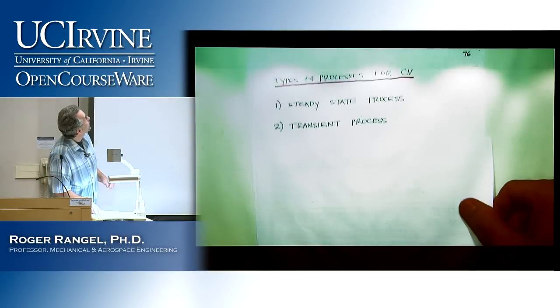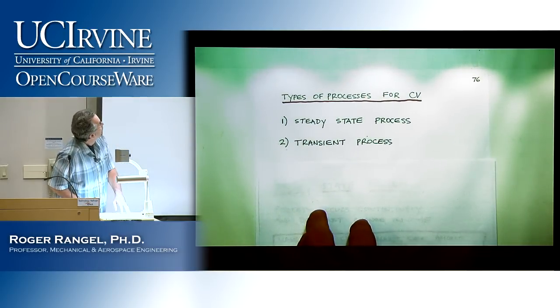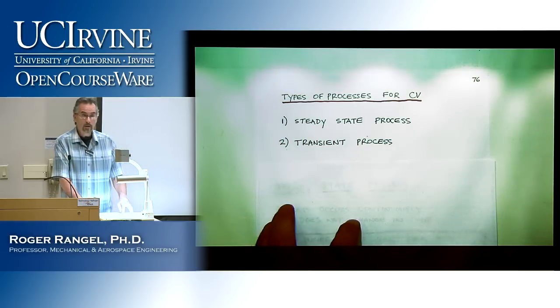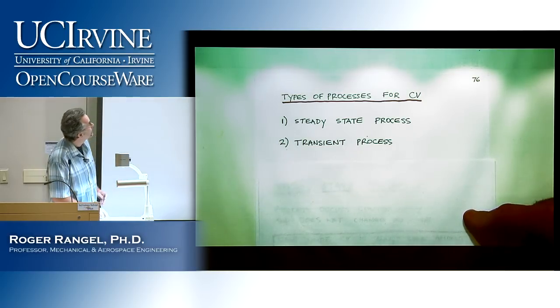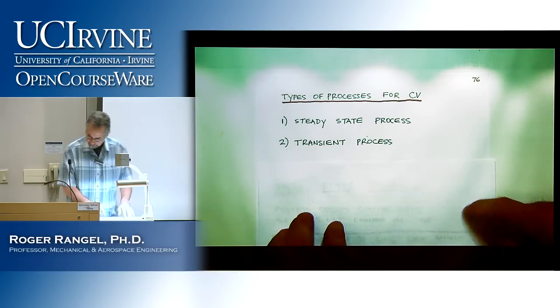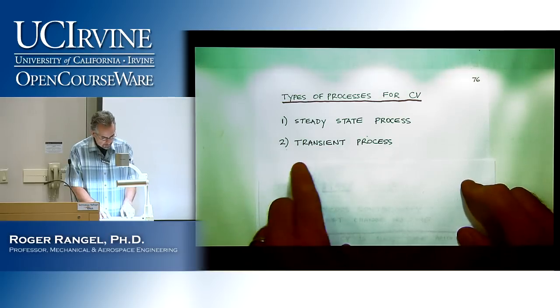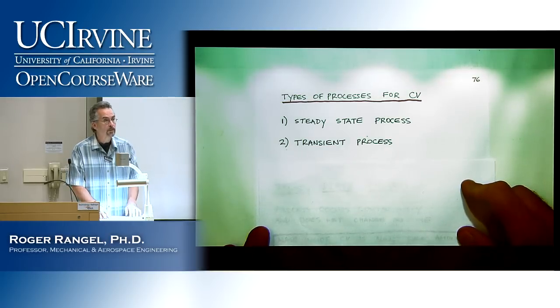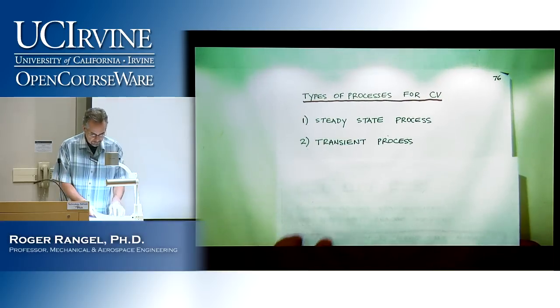we were going to look at two types of processes for control volumes or open systems. The first one, the steady state process, which we just saw a couple of examples of. And then the second type of problems, which are the so-called transient problems. So let's look at those next.